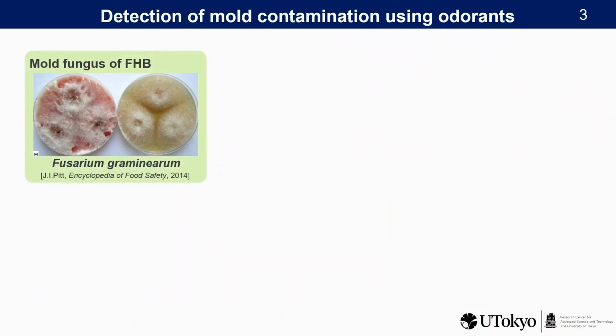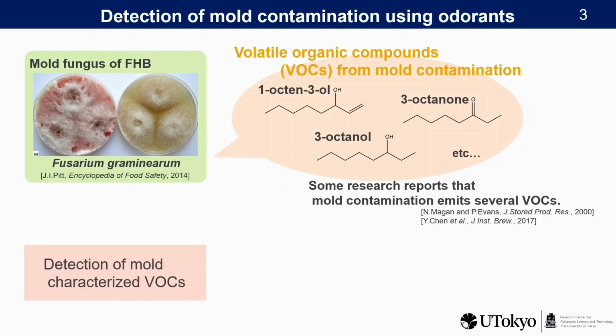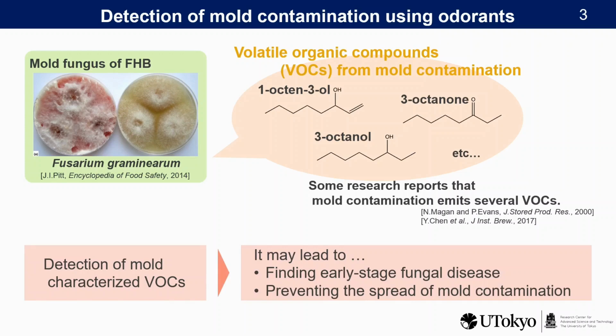So how can we detect mold contamination? Our solution is using odorants. Mold emits several volatile organic compounds, VOCs, such as 1-octen-3-ol, 3-octanol, and 3-octanone. These exist as a mixture with some other compounds. If we can detect these kinds of mold-characterized VOCs, it may lead to finding early-stage fungal disease, and also it may lead to preventing a spread of mold contamination.